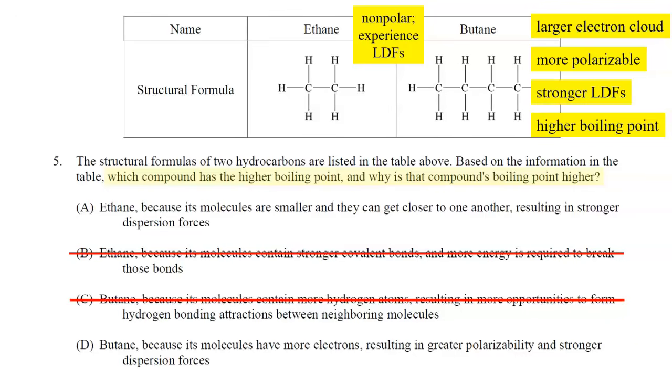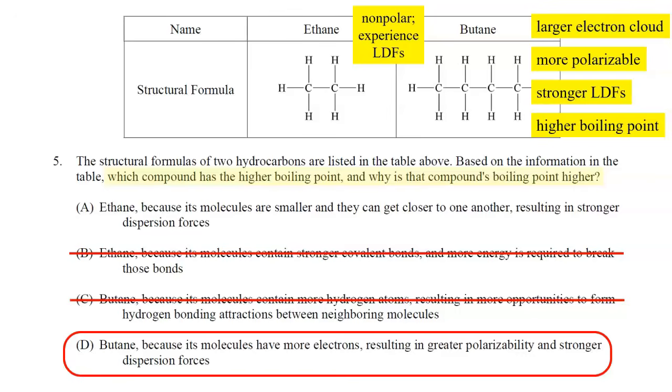So the correct answer to question 5 is D. Butane should have a higher boiling point because its molecules have more electrons, resulting in greater polarizability and stronger London dispersion forces.